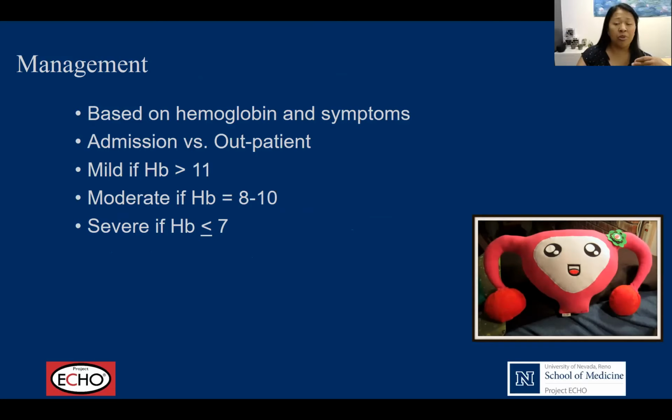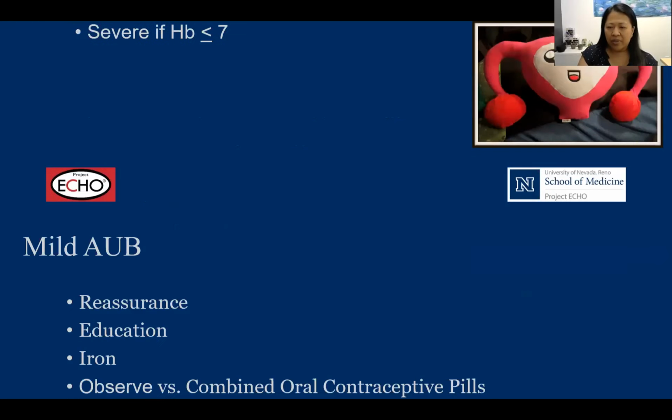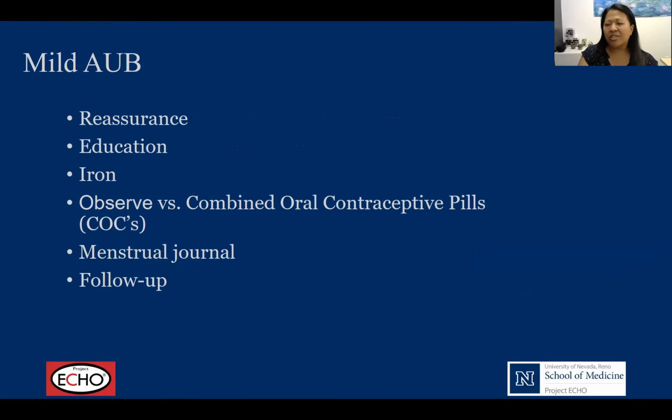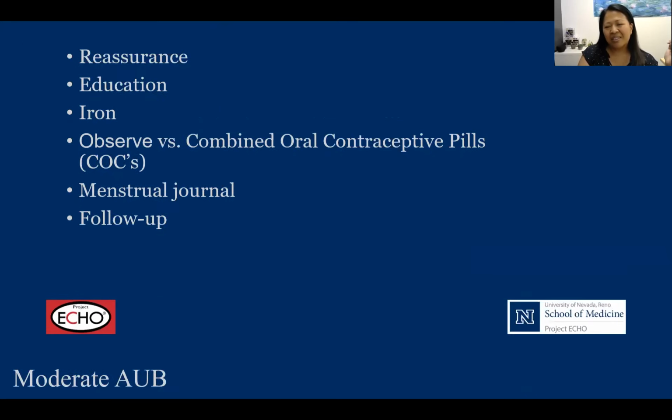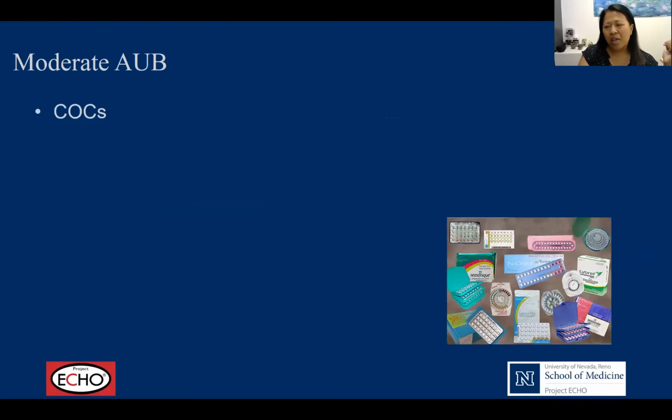Birth control pills maybe or maybe not, depending on how the parents feel. If it's moderate, which is 8 to 10, I probably take a stronger stance in regards to trying to put them on birth control pills to control the bleeding. If it's severe and the hemoglobin is less than 7, then I admit them, okay? And I actually just talked about this. So this is what you do with mild AUB. This is what you do with moderate AUB.